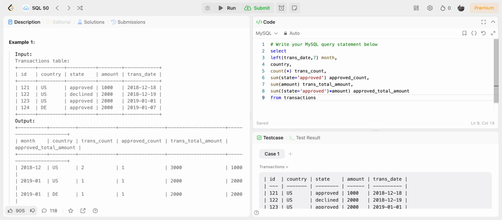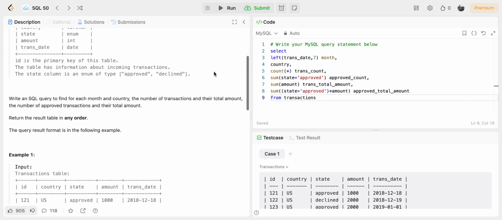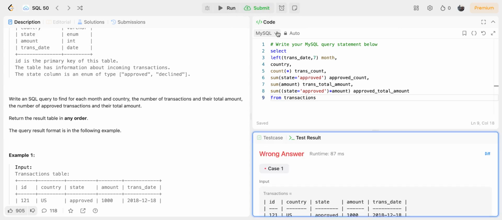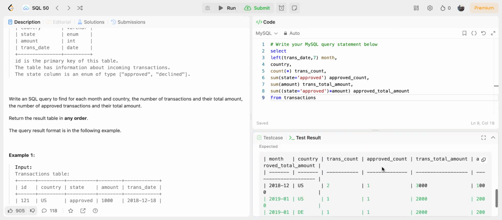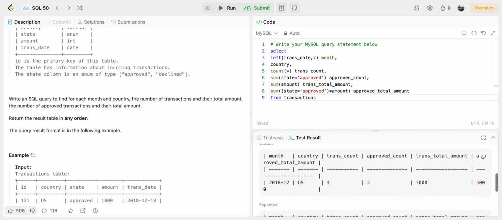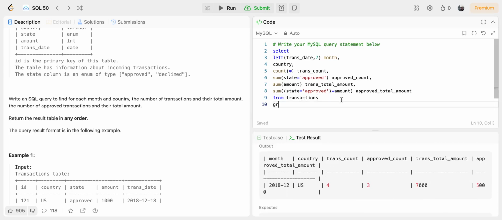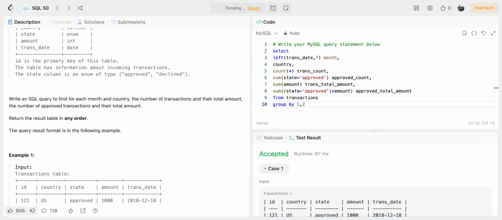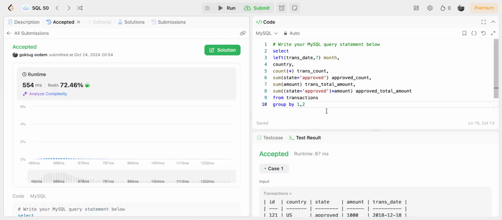Transactions. So from the transactions table, are there any filtering or ordering? No. Okay, it's saying wrong answer because I didn't use the group by. Can I say like 1 and 2? Perfect. So they're improving the SQL.